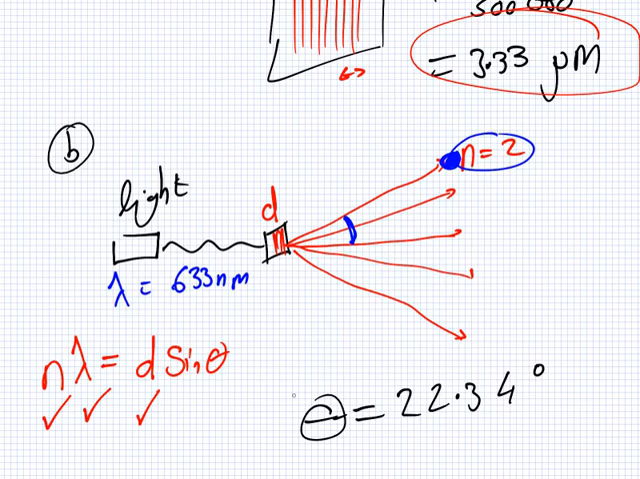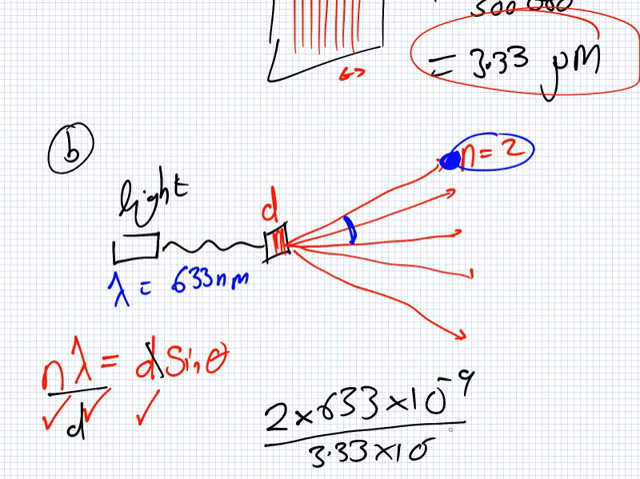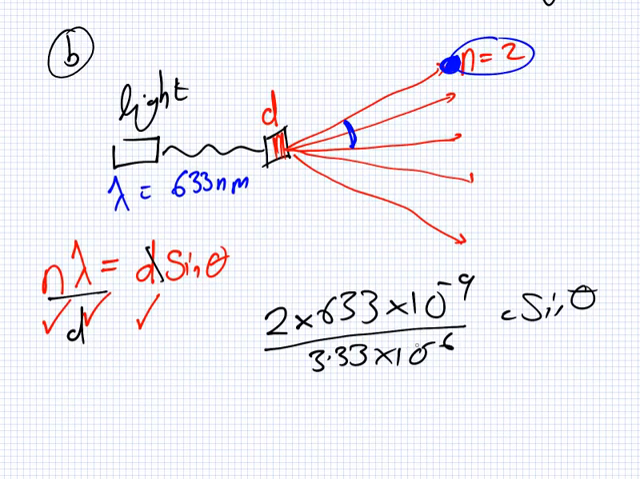Why not? What happened? So you have 2 times 633 times 10 to the minus 9 divided by d, so divided by 3.33 times 10 to the minus 6 equals sine theta. So theta equals 22.34. Indeed, yes.